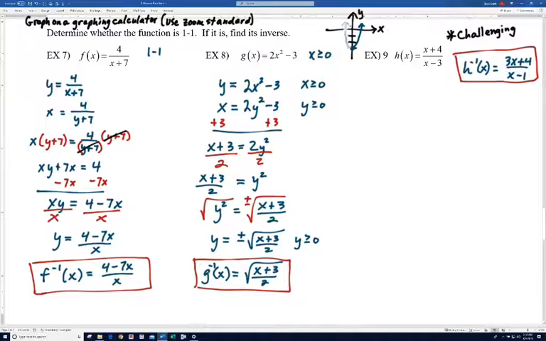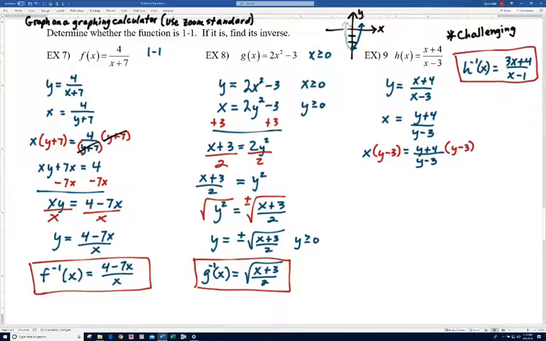So let's go ahead and replace h of x with y, and let's switch our x's and y's. Notice we replaced both x's with y's. And so solving for y here is going to take some work. Again, I've got a fraction. I really want to clear the fractions. Our LCD is y minus 3. So let's multiply each side by y minus 3. On the left, we get xy minus 3x. On the right, our y minus 3's cancel, and we're left with y plus 4.